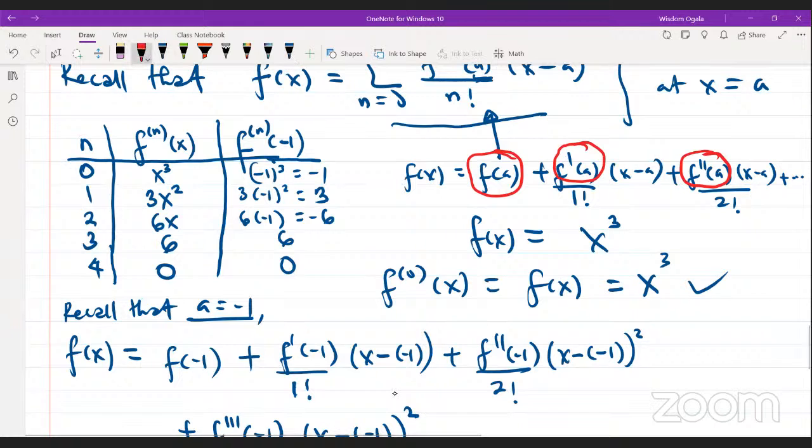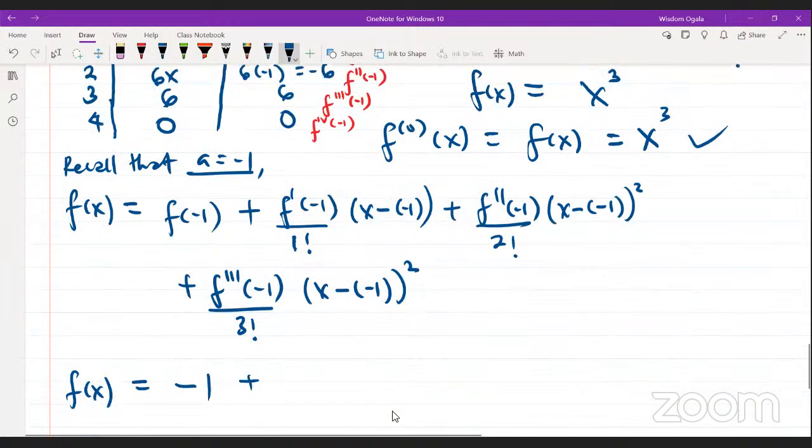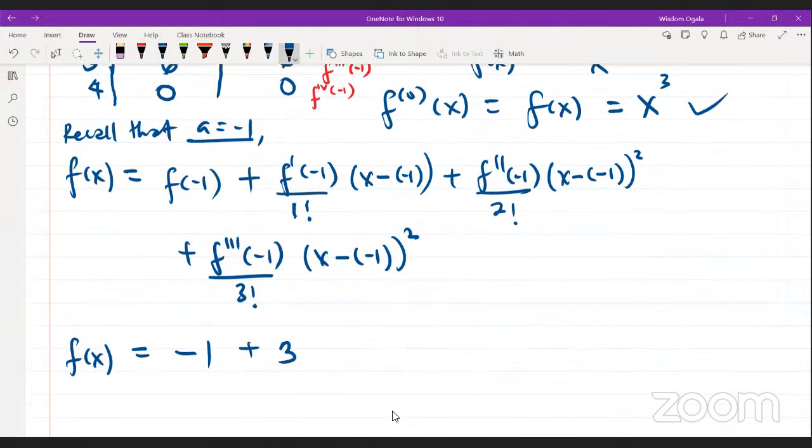Okay, let me use a red pen here so that you guys can see what is going on. This guy is my f prime of -1. Over here, this is my f double prime of -1. This guy is my f triple prime of -1. And this guy is like my f4 of -1. So you see f prime of -1 is 3, right? This is a 3 here. 1 factorial is still 1. So you have a x plus 2, x plus 1, I'm sorry, because negative times negative gives us positive.